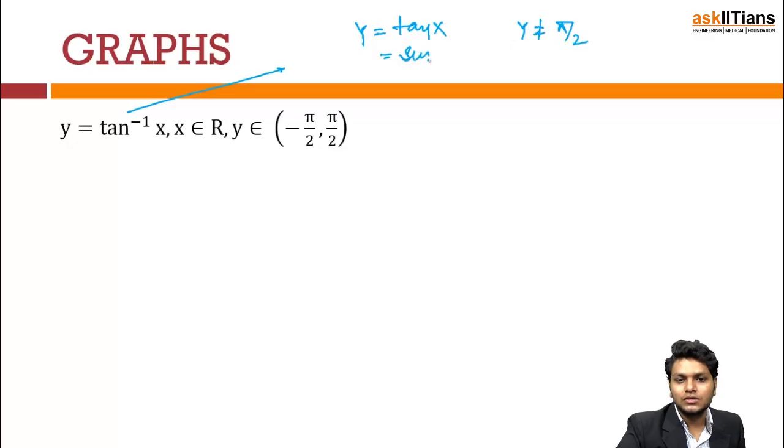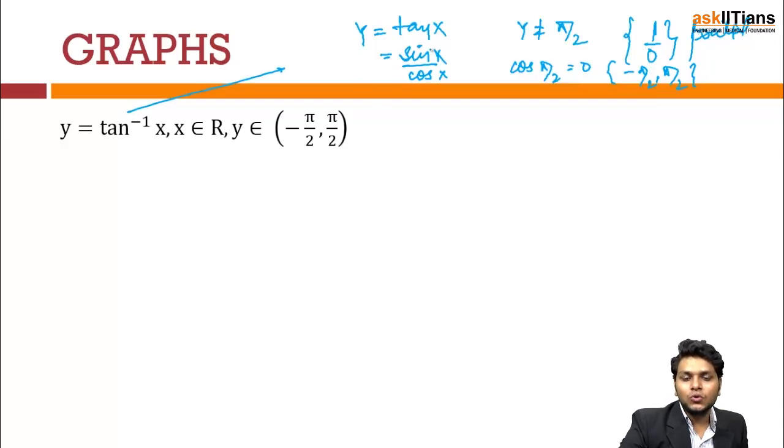Because tan x is what? Sine of x by cos of x, and we all know that at pi by 2 the value of cos is 0, and whenever the function is real and defined, 1 by 0 is not a practical and real definition. Neither pi by 2 nor minus pi by 2, any of these values are not going to be entertained in the value of tan. So what I know is that the value of x is never going to be minus pi by 2 or pi by 2, as is evident from its graph also.